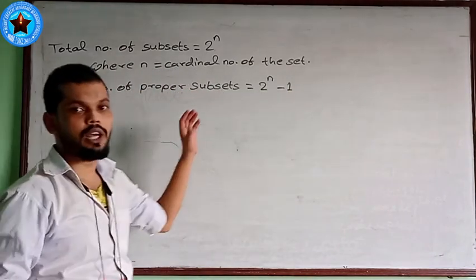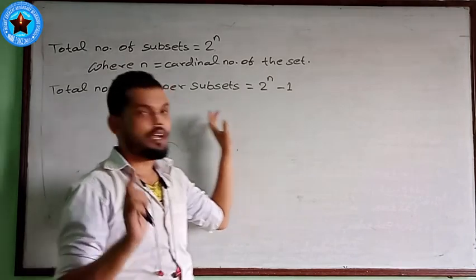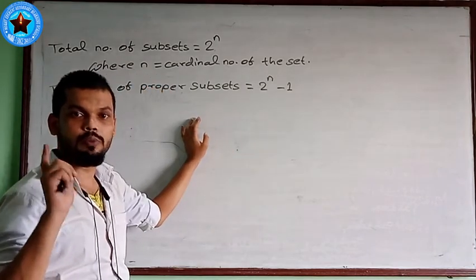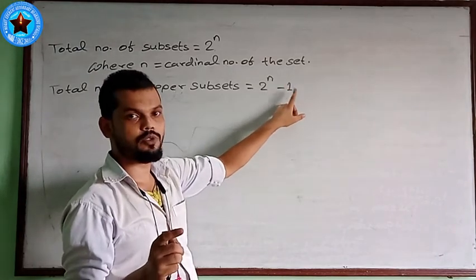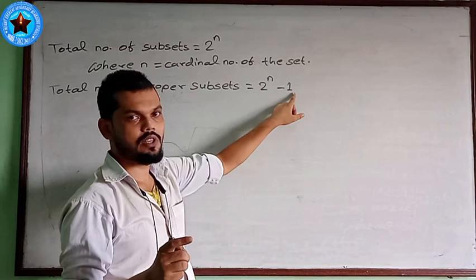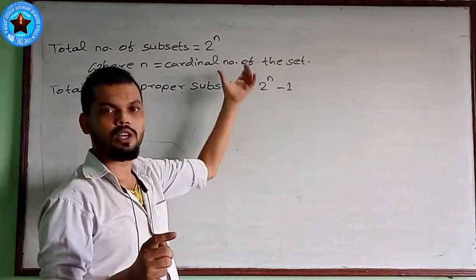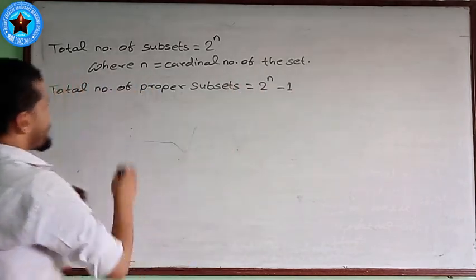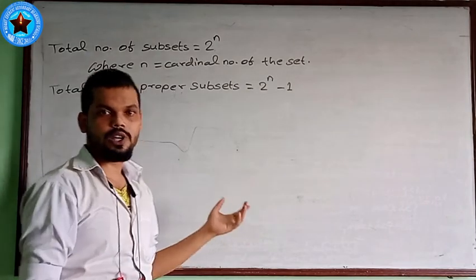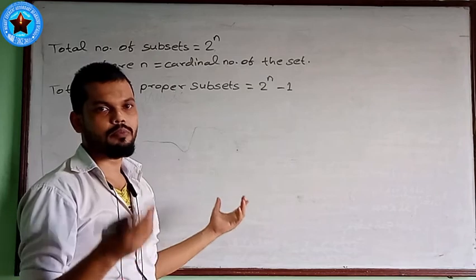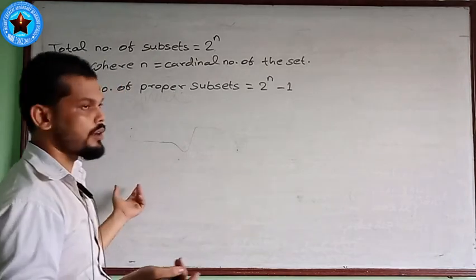Because we know that every set contains a single improper subset, this 1 refers to the improper subset, so we have to subtract it, and the remaining value is the number of proper subsets. And I will tell you how to find the total number of proper subsets in the next video.